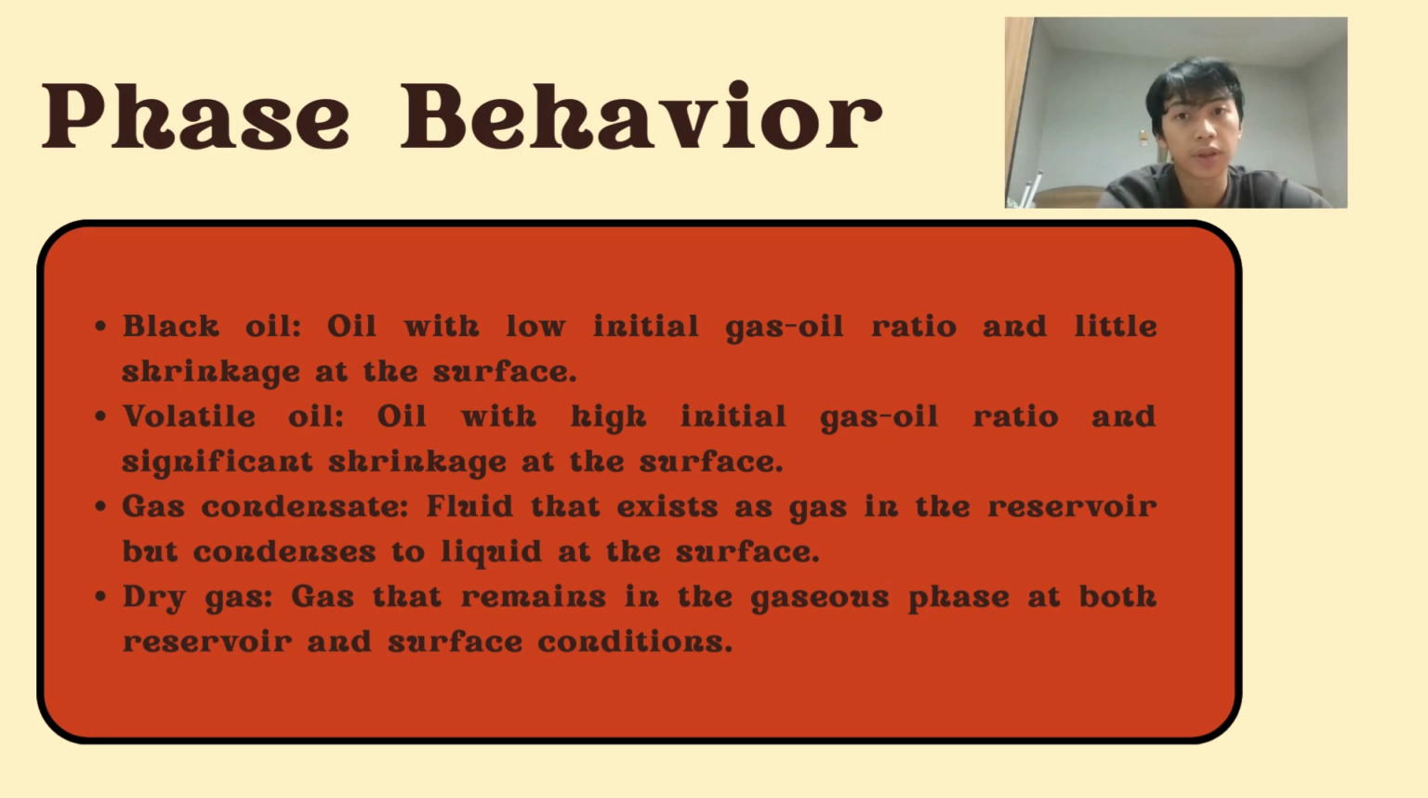So for the phase behavior, black oil is oil with low initial gas-oil ratio and little shrinkage at the surface. Volatile oil is oil with high initial gas-oil ratio and significant shrinkage at the surface. Gas condensate is a fluid that exists as gas in the reservoir but condenses to liquid at the surface. And dry gas is gas that remains in the gaseous phase at both reservoir and surface conditions.